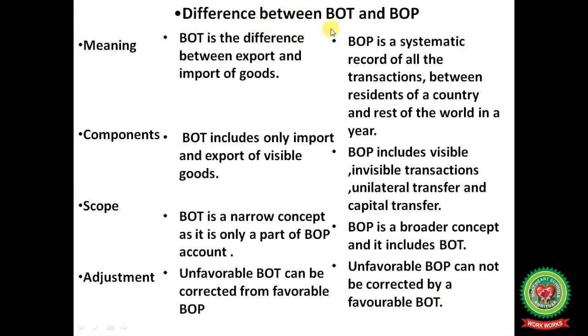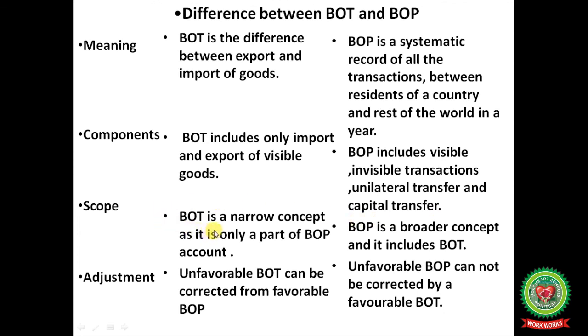Difference between balance of trade and balance of payments. Balance of trade is the difference between export and import of goods. Balance of payments is a systematic record of all the transactions between the residents of a country and the rest of the world in a financial year. Components: balance of trade includes only import and export of visible goods. Balance of payments includes visible and invisible transactions, unilateral transfers and capital transfers.